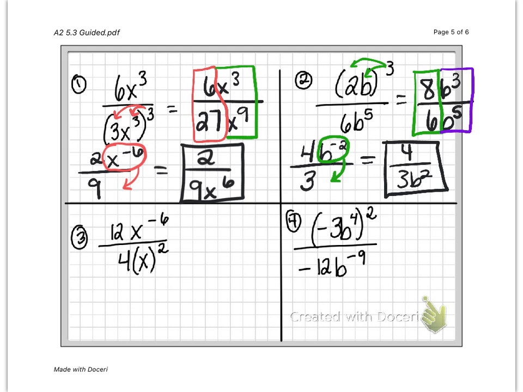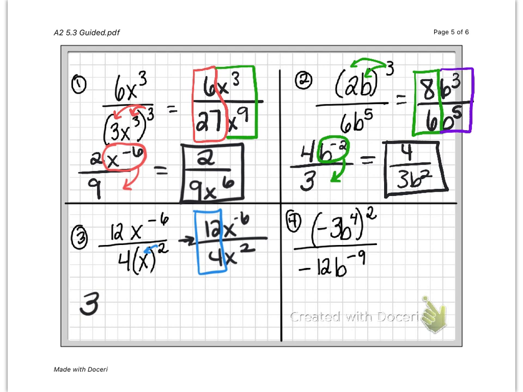Okay, let's do number 3. First thing I should do, should I give this in the denominator? Does that 2 go to the 4 and the x, or just the x? Just the x. So this becomes 12x to the negative 6th over 4x squared. Then I can just simplify my constants. 12 divided by 4 is 3. This is going to be in the numerator.